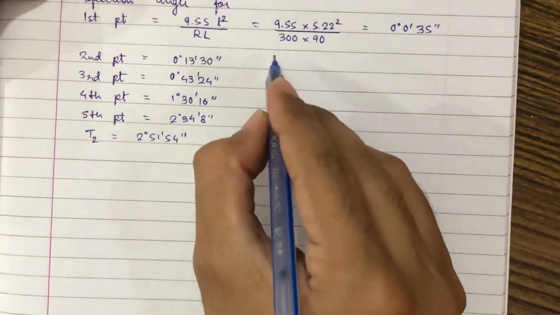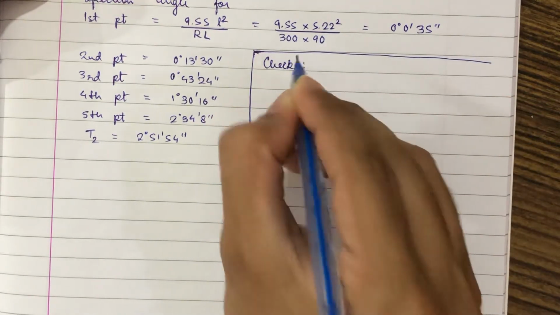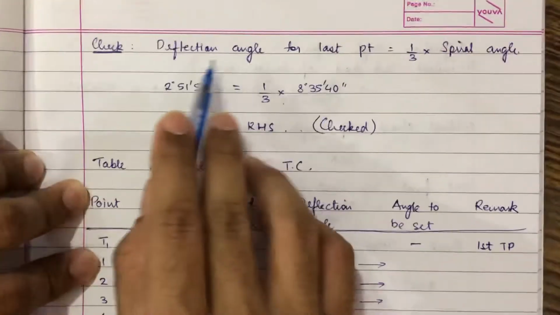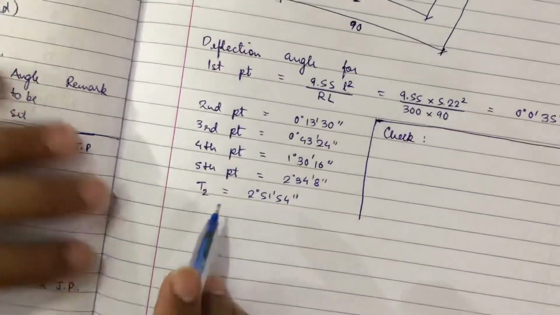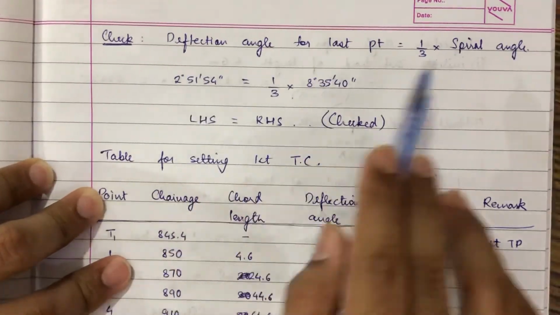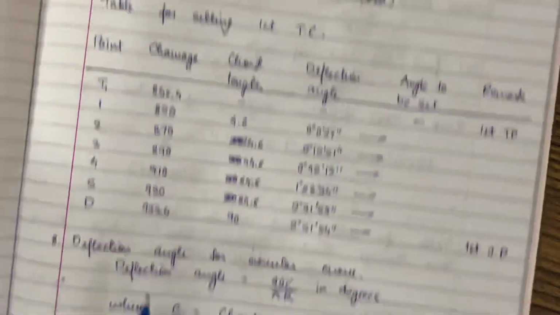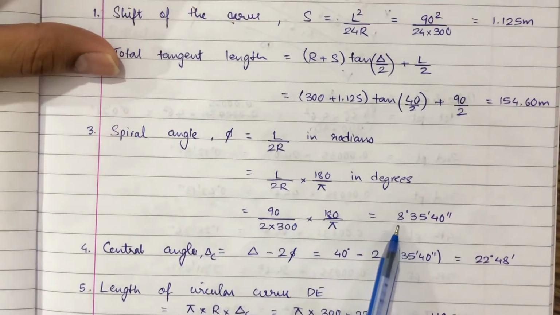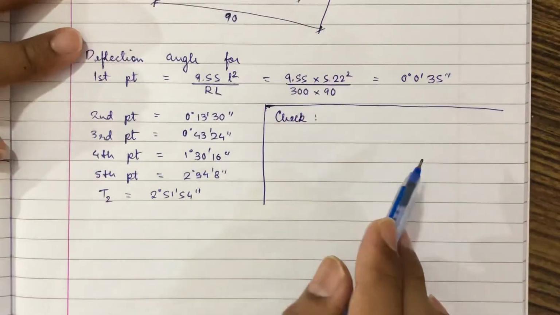Again we can check over here, and the check is similar to the first check that we did. The deflection angle for the last point is 1/3 of the spiral angle. The last point, T2, is 2 degree 51 minutes 54 seconds, and 1/3 of the spiral angle, 8 degree 35 minute 40 seconds, is the same, as the spiral angle is given as 8 degree 35 minutes 40 seconds. So this check also comes out the same, hence it is checked and found correct.